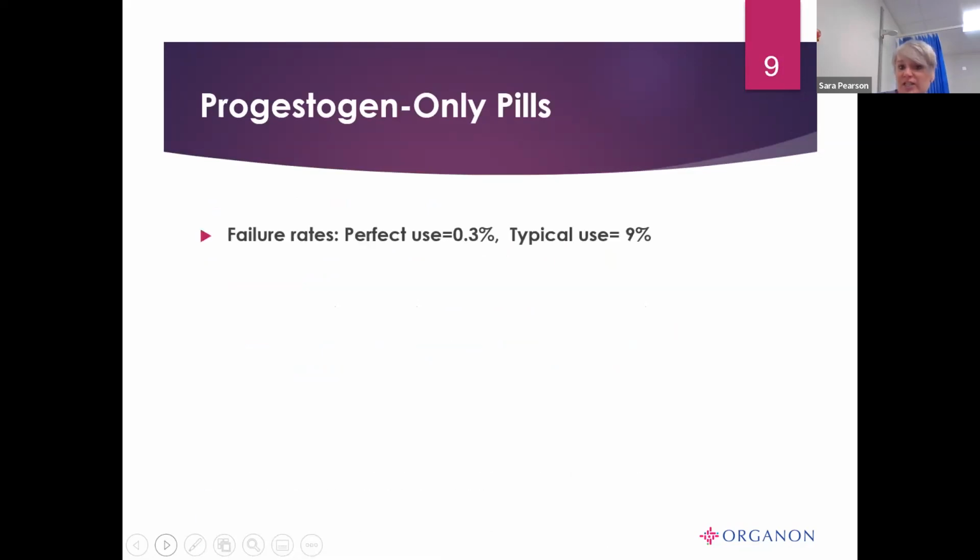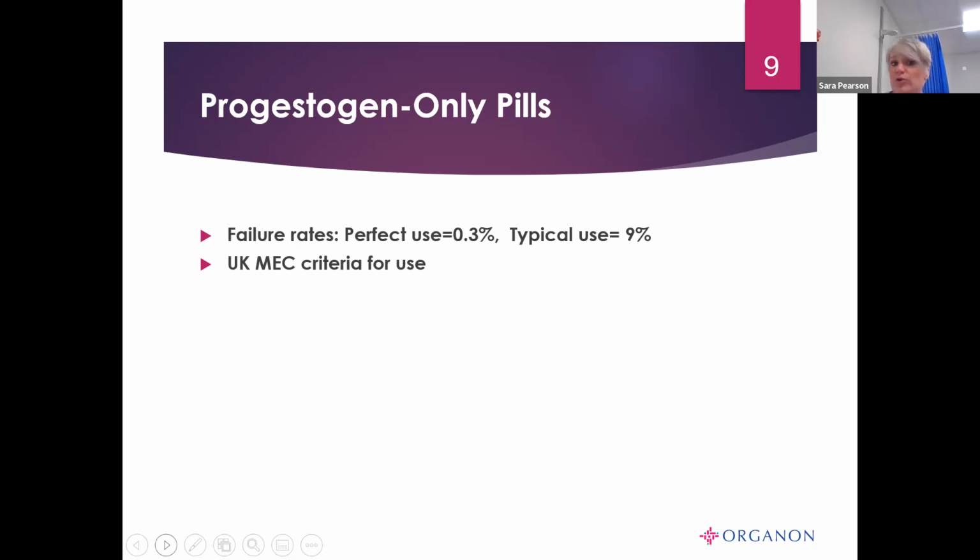POP, so failure rate, perfect use and typical use, is the same as a COC because it is user dependent, so it's no different in a sense. UK Met criteria for use, so we know with progestogens there is a lot less to worry about. Obviously we still need to do our thorough assessment, but we have to remember there's fewer 3s and 4s in the UK Met. But with the POP comes that propensity for some unpredictable random bleeding. COCs have a much better reputation for bringing about a good cycle control. We know with progestogens you don't always achieve this, so again it's just making sure when you're doing your counselling, women are aware of this.